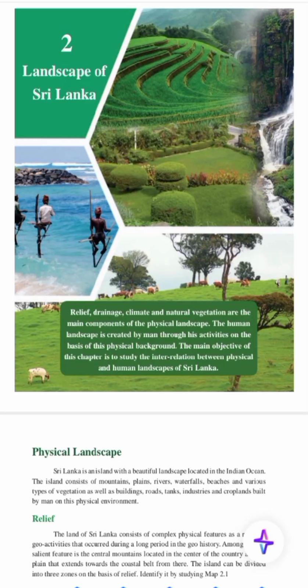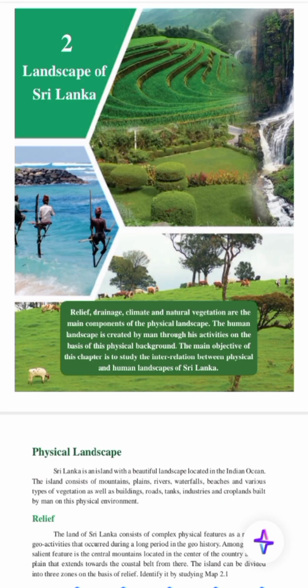Children, today we are going to start the second lesson of your geography book. It's about the landscape of Sri Lanka. Landscape means physical surroundings. There are relief features such as mountains, drainage patterns, like sand sheets, the coastal belt, and various kinds of physical landscape can be seen. So we are going to learn everything from this lesson.